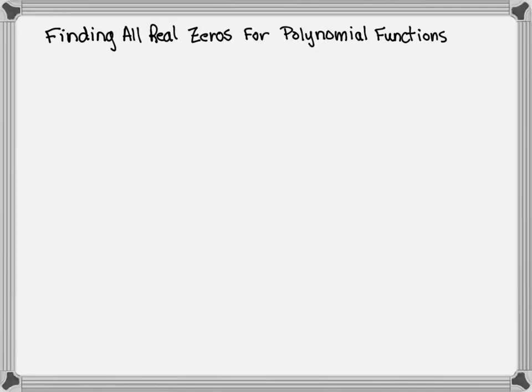Let's work through the steps of finding all the real zeros of a polynomial function. For our example, we'll use f of x equals 3x cubed plus 4x squared minus 7x plus 2.